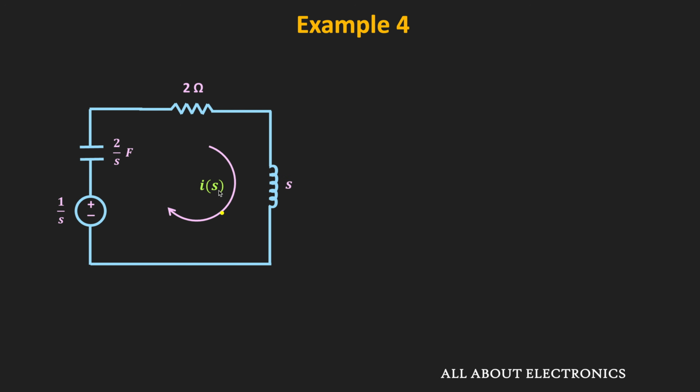Now, to find this current I of S, let us apply the KVL in this loop. Applying the KVL, we can write this 2 times I, that is the voltage drop across this 2 ohm resistor, plus S times I, that is the voltage drop across this inductor, minus 1 divided by S, that is the voltage drop across this voltage source, plus 2 divided by S times I, that is the voltage drop across this capacitor, and that is equal to 0.